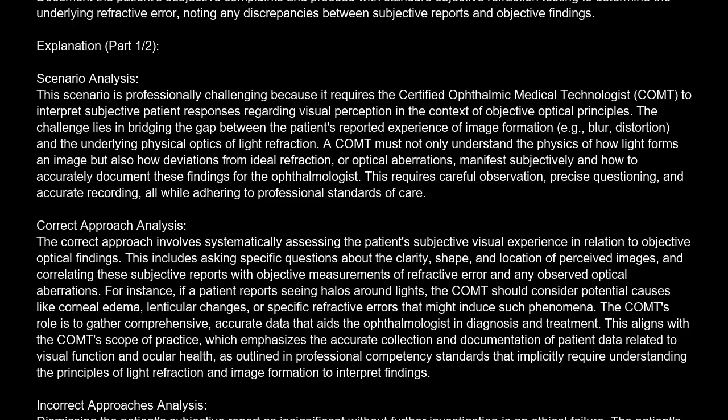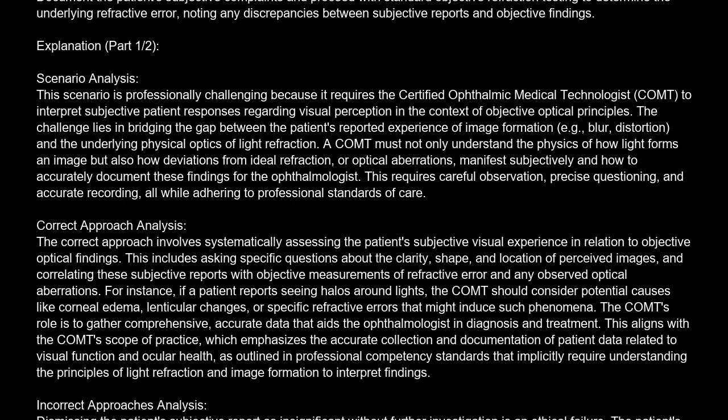The correct answer is B. Document the patient's subjective complaints and proceed with standard objective refraction testing to determine the underlying refractive error, noting any discrepancies between subjective reports and objective findings.